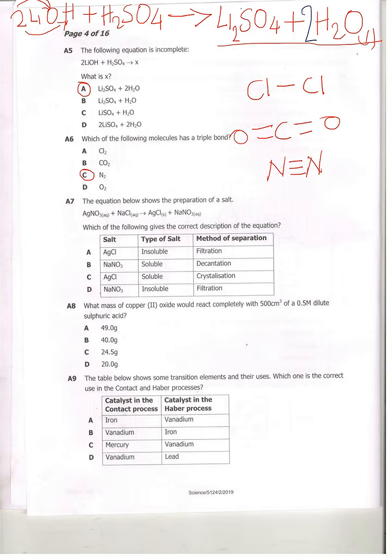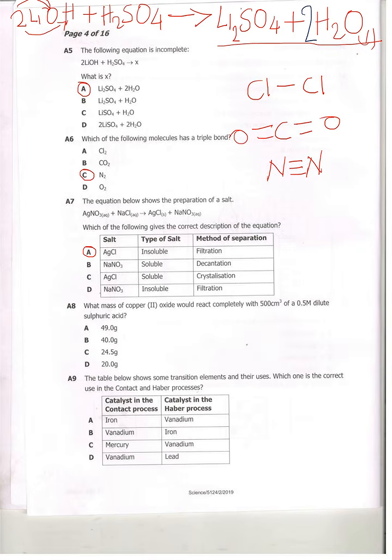Then type of salt, insoluble, yes. Method of preparation, separation, filtration. So we can see that the answer is A. Here, where the filtration comes in is silver chloride is insoluble, then sodium nitrate is soluble. So if you want to separate an insoluble salt from a soluble salt, we use the filtration method. That's the reason why the multiple choice number A is correct.